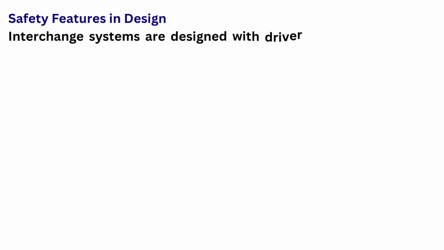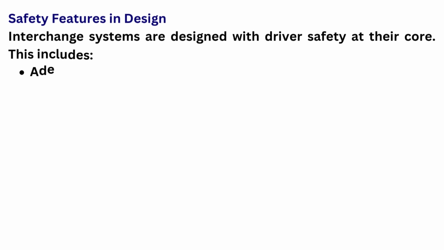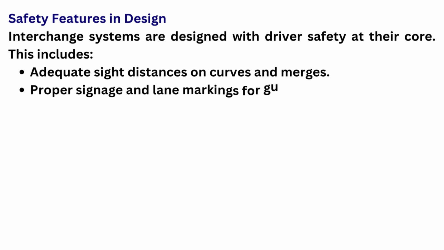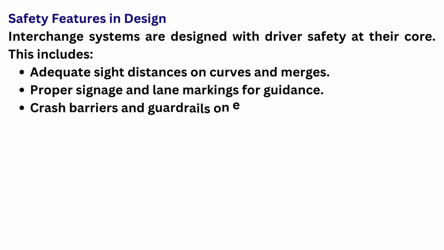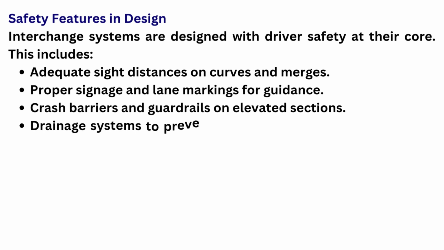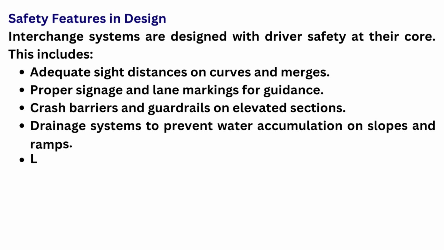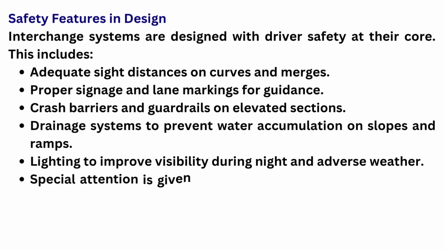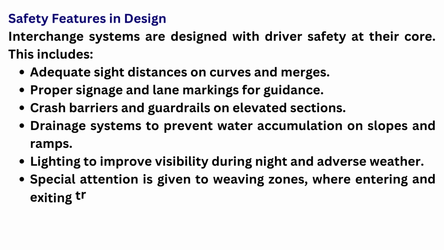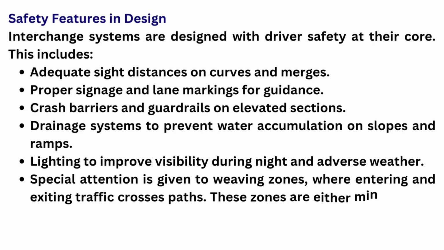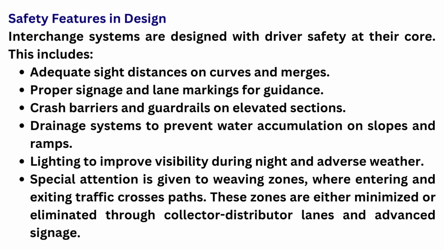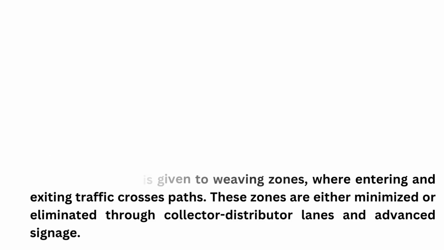Safety features in design. Interchange systems are designed with driver safety at their core. This includes adequate sight distances on curves and merges, proper signage and lane markings for guidance, crash barriers and guardrails on elevated sections, drainage systems to prevent water accumulation on slopes and ramps, and lighting to improve visibility during night and adverse weather. Special attention is given to weaving zones, where entering and exiting traffic crosses paths. These zones are either minimized or eliminated through collector-distributor lanes and advanced signage.